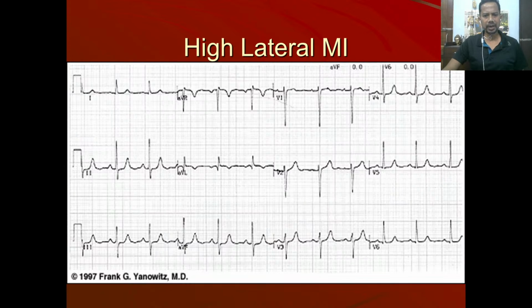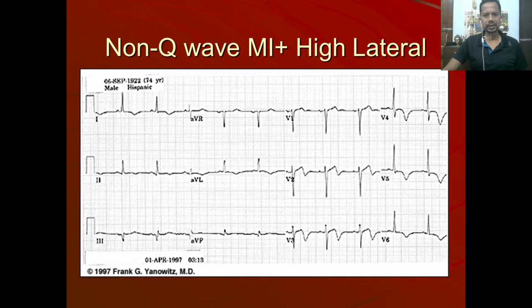So this is high lateral MI. In aVL you see there is elevation. So you should repeat the ECG again and do trop T and do the echo also, which will help you in confirming the diagnosis. So this is something called non-Q MI and NSTEMI.